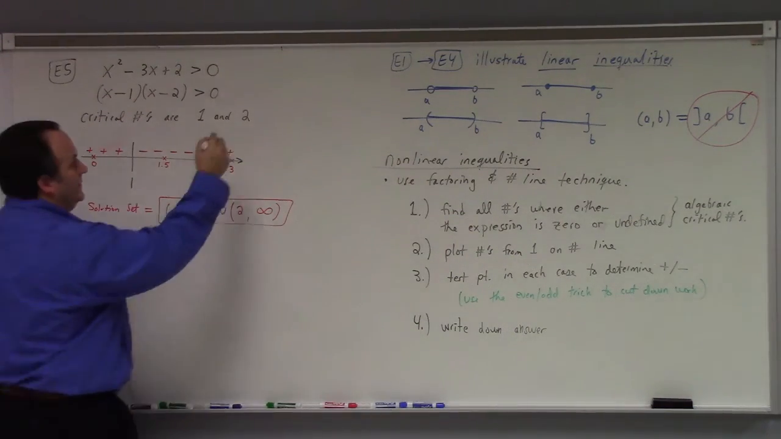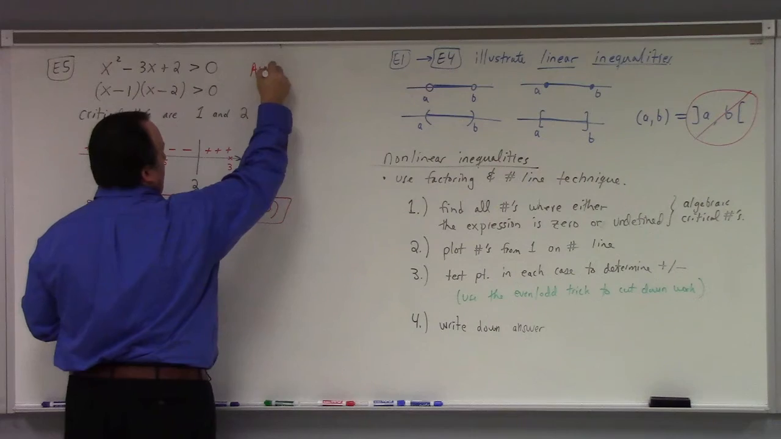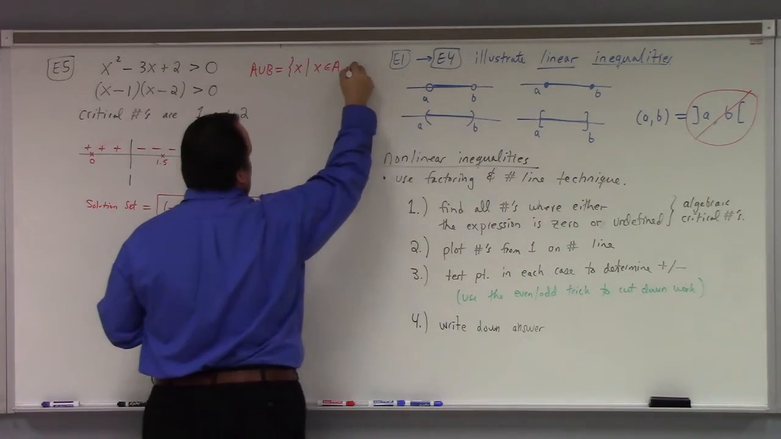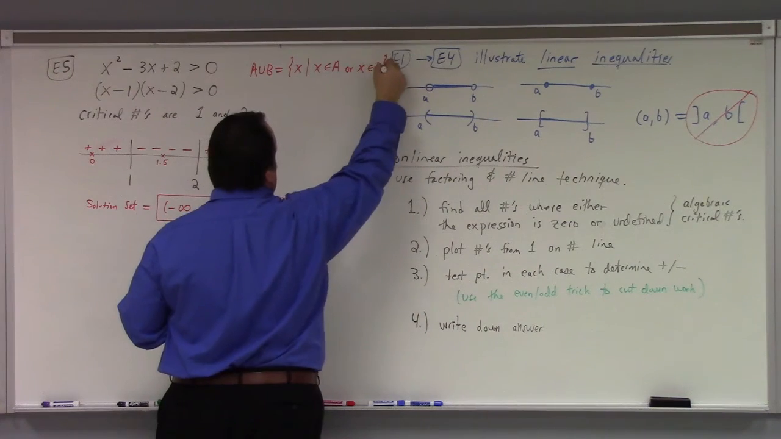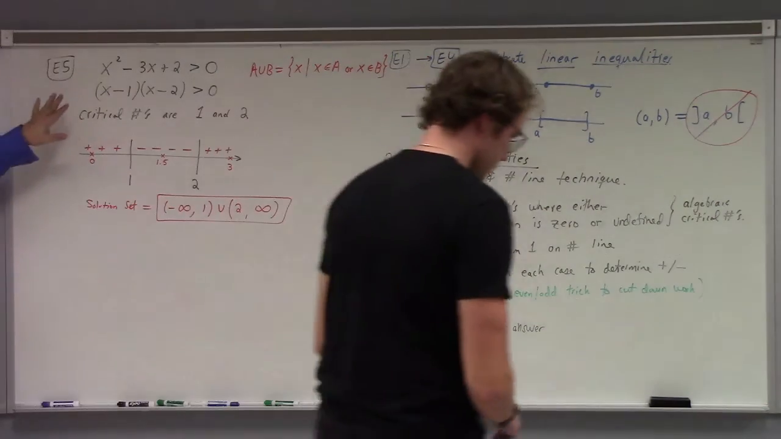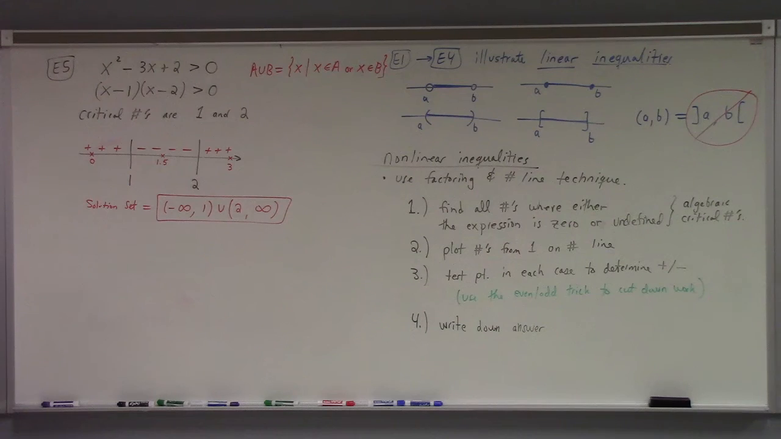I will remind you. A union B is x such that x is an element of A, or x is an element of B. This is when we take two sets and combine them. You're in the union if you're in either one or the other or both. So it's the union of minus infinity to 1 and 2 to infinity. Why did I put those? Because that's where we got the pluses, right? We're solving greater than. Like example 6 rather.